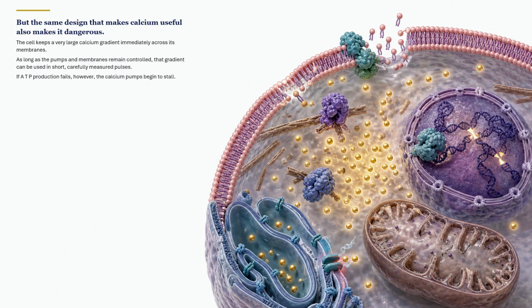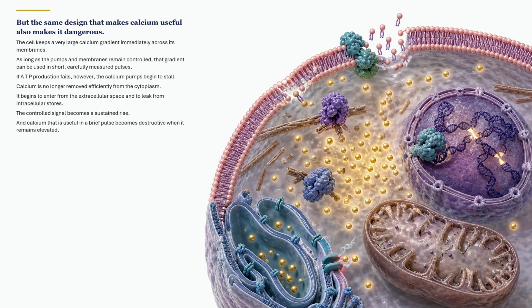If ATP production fails, however, the calcium pumps begin to stall. Calcium is no longer removed efficiently from the cytoplasm. It begins to enter from the extracellular space and to leak from intracellular stores. The controlled signal becomes a sustained rise. And calcium that is useful in a brief pulse becomes destructive when it remains elevated.